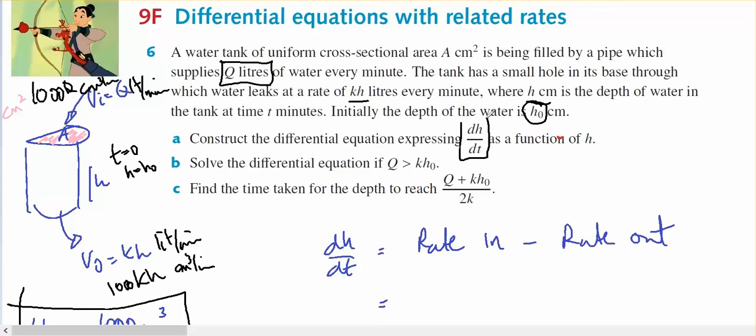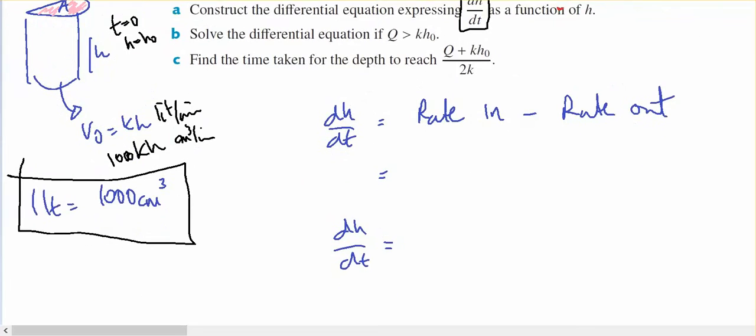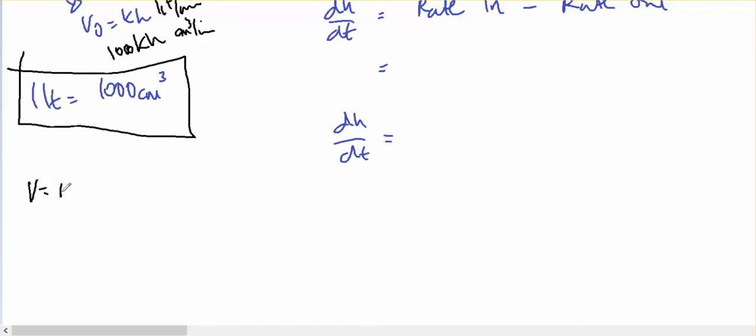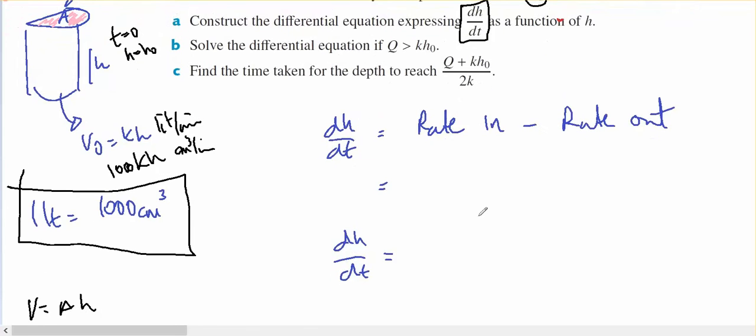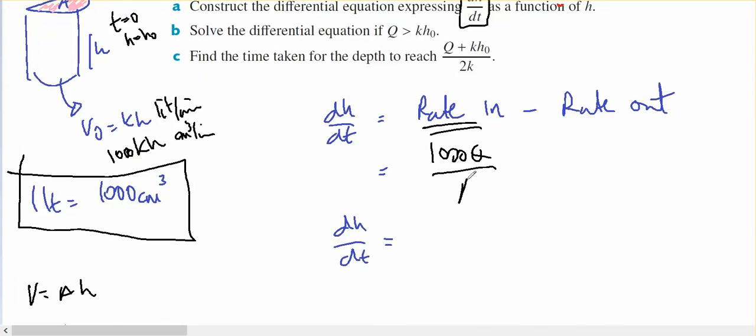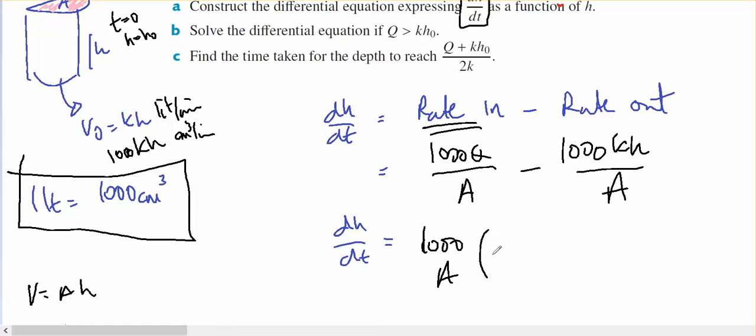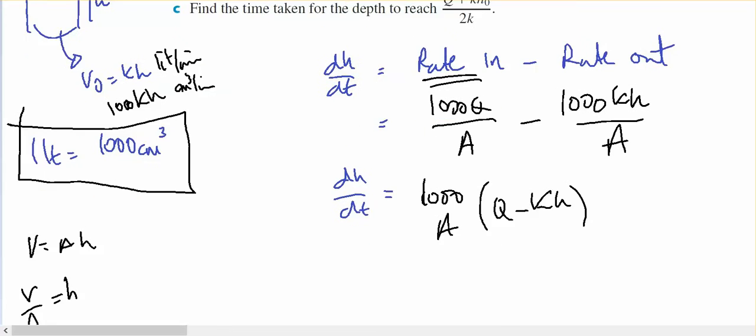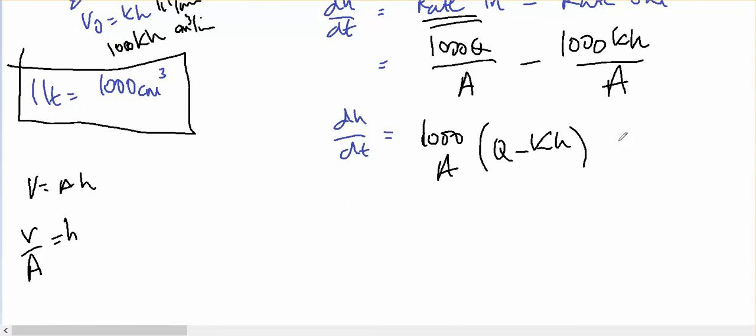Construct a differential equation for the change of height. Well, because it's uniform top and bottom and it's a cylinder, the volume will be A times height, which means height is volume divided by A. So the rate going in will be the volume going in, which is 1,000 Q, divided by A, and what's going out should be 1,000 kH divided by A, which gives me 1,000 on A times Q minus kH. So there's my differential equation.